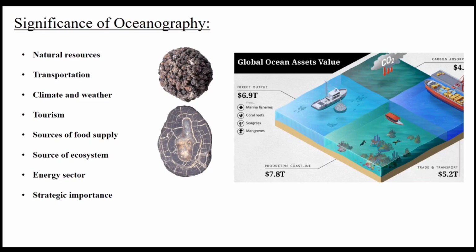Sources of food supply, fisheries, seafood, very famous seafood. Okay. Sources of ecosystem, very important, because आपके कोरल हैं, आपके और different environments हैं, जो कि different biodiversity के लिए habitat है, ठीक है ना? Energy sector, tidal energy, ठीक है, and strategic importance also. Countries want to control that part of the ocean.